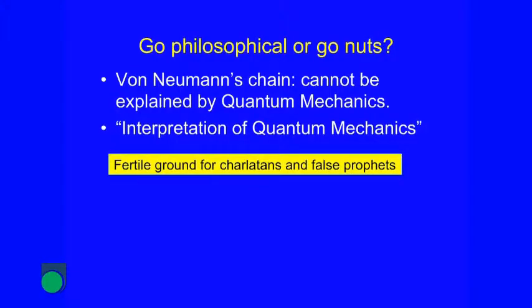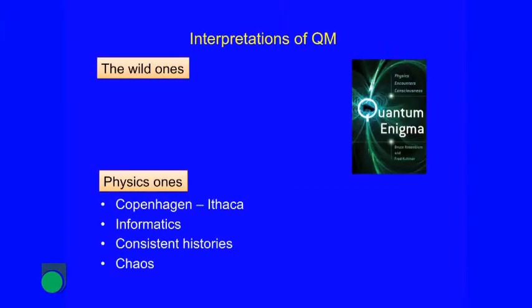It's like fortune telling. It's an oracle. We're going to interpret what's going on. It's philosophy. Well, the trouble with philosophy is that it's fertile ground for charlatans and false prophets. So let me just tell you a little bit about this interpretation of quantum mechanics.